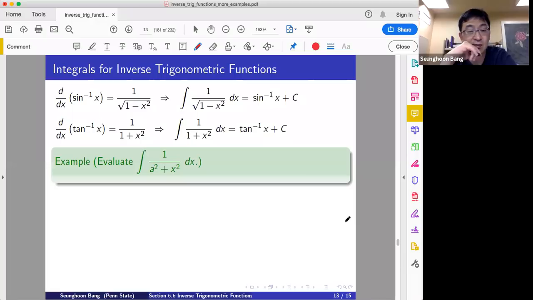The next problem. How can you solve this problem? Here, we don't have it. This a squared is a constant. We change the 1. How can we change this one? Factor out a squared: the integral of 1 over a squared times 1 plus x squared over a squared, dx. Change it like this. Same as this. Only take out 1 over a squared.